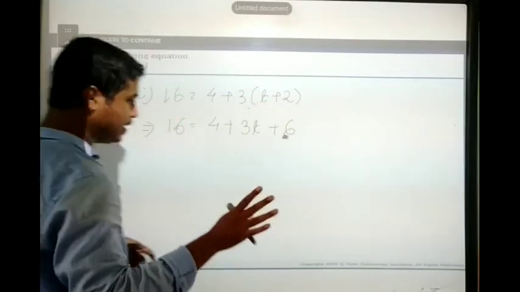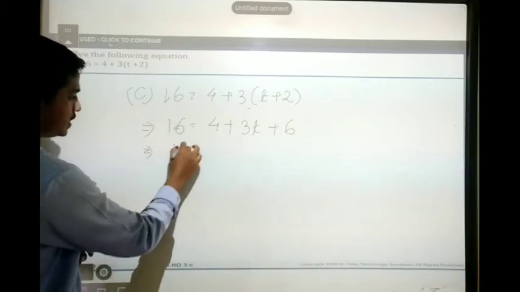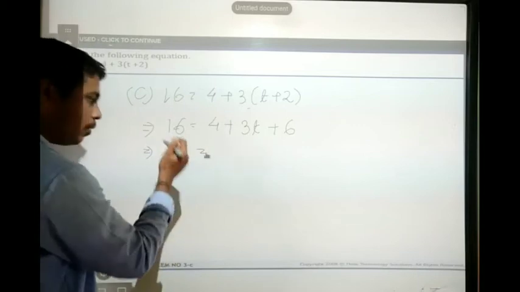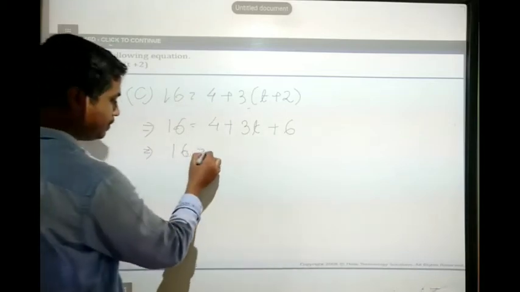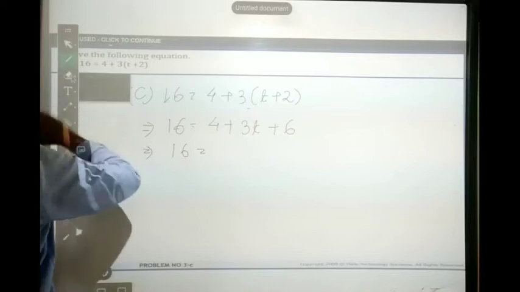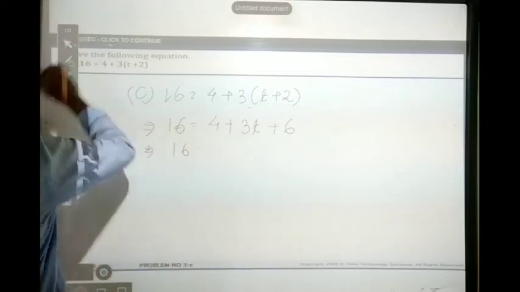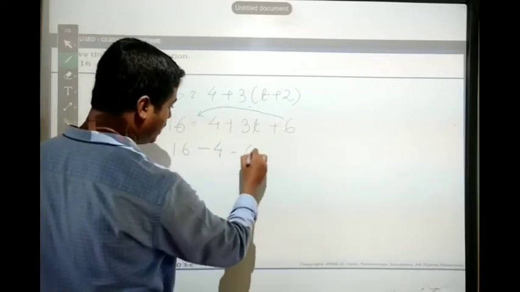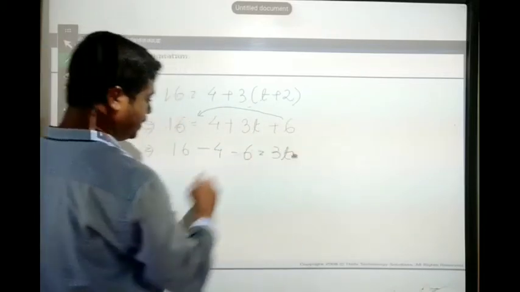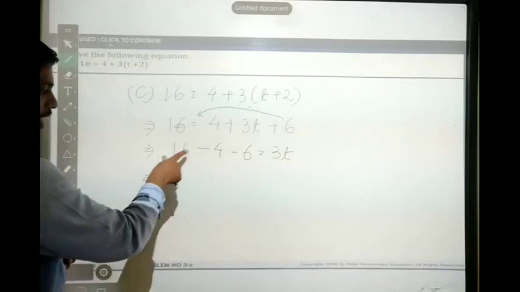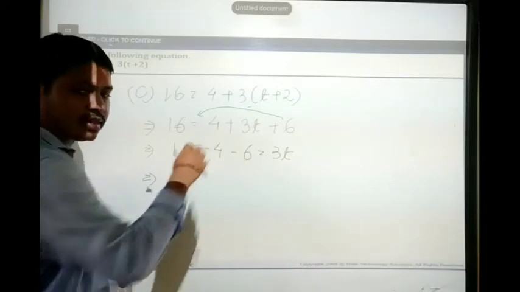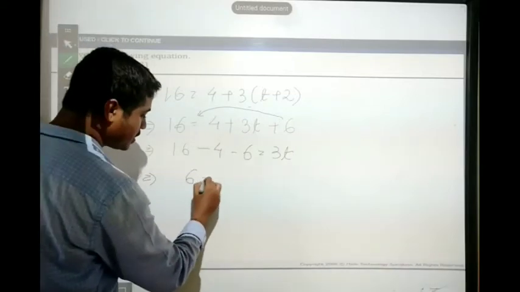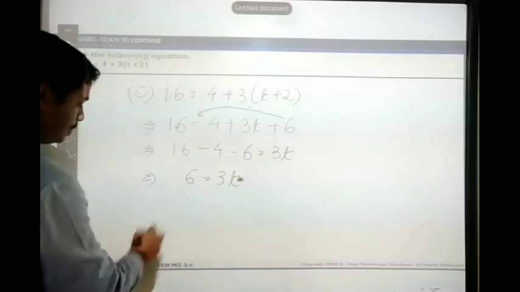Plus and a plus, it will be plus. Implies 16, 4 plus 6, or you can do one thing, put all the constant on the left hand side. So minus 4, this 6 also will be coming to the left hand side, minus 6 will be equal to 3t. Now 16 minus 4 minus 6, minus 4 minus 6 will be minus 10, plus 16 it will be plus 6 is equal to 3t.